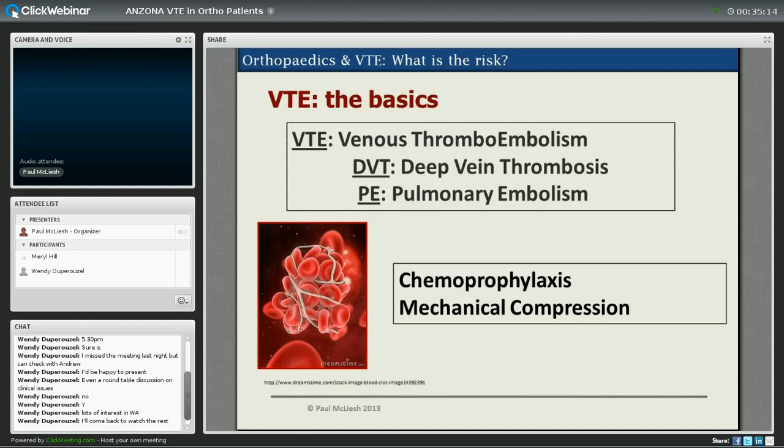We'll talk about chemoprophylaxis throughout the presentation, as well as mechanical compression, as being the two main ways of preventing VTE occurring. VTE is one of the leading causes of preventable death in patients, and not just in orthopaedic patients. So it can be quite a significant issue. So it's something that we need to be aware of in practice as well.